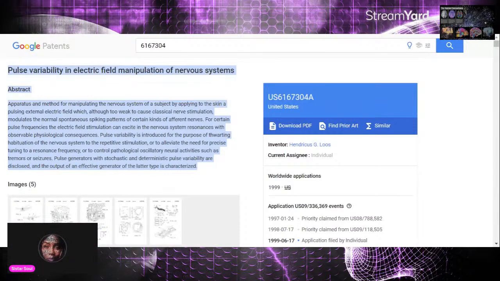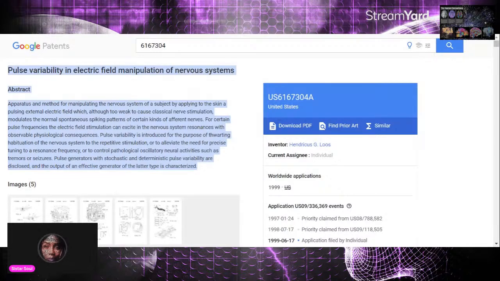All right, guys, let's get into this. Now I'm going to show you the pulse variability in the electric field manipulation of nervous systems. Here's an abstract. Apparatus and method of manipulating the nervous system of a subject by applying to the skin a pulsing. Remember, it just told you emitting the electronic pulsing from the computer using the keyboard and the monitor. Listen closely. I'm going to read again. Apparatus and method for manipulating the nervous system of a subject by applying to the skin. Who is the subject? That's you.